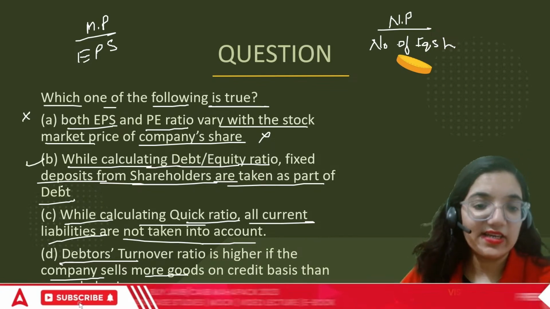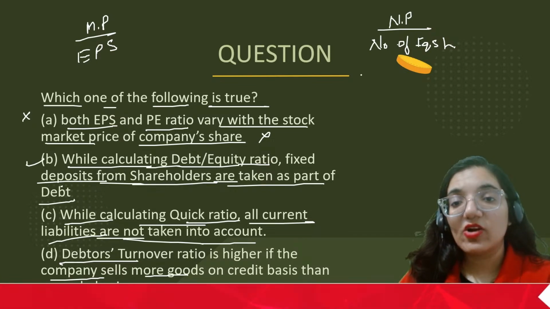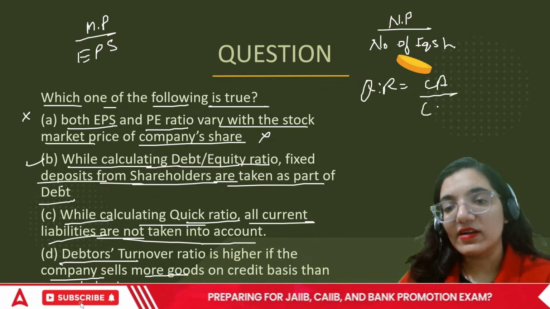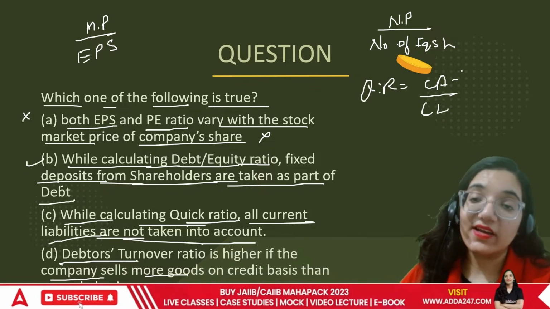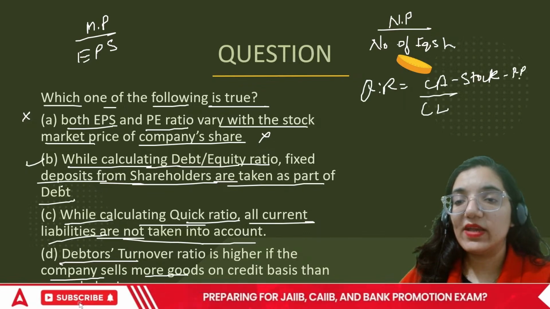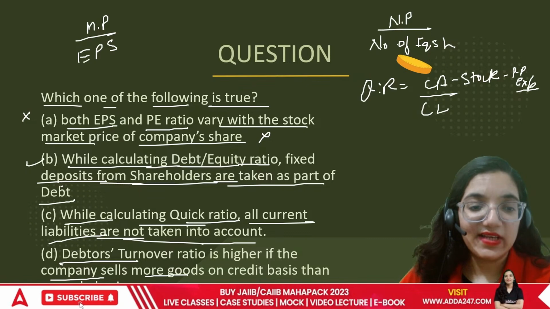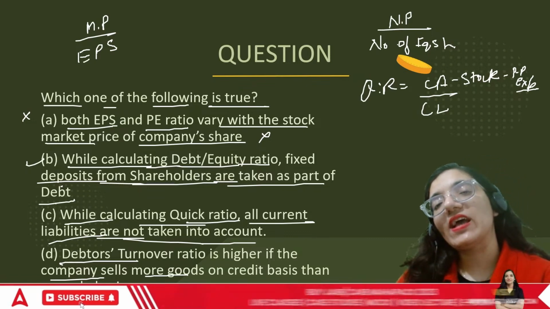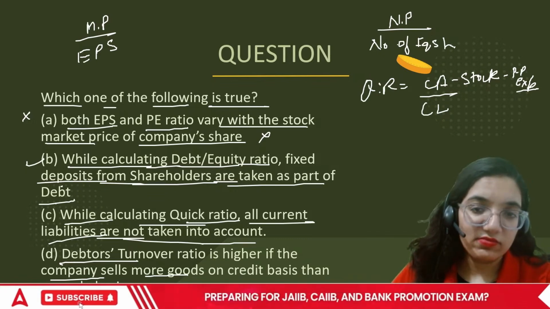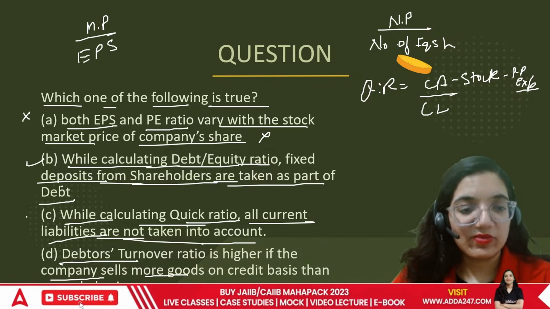This one seems correct. While calculating quick ratio, all the current liabilities are not taken into account. Quick ratio is basically current assets upon current liabilities, where from the total current assets we are removing stock or inventory and prepaid expenses. Both have been removed, and we are left with quick assets divided by current liabilities. In this case, the quick ratio is including all the current liabilities. So this one's wrong again.